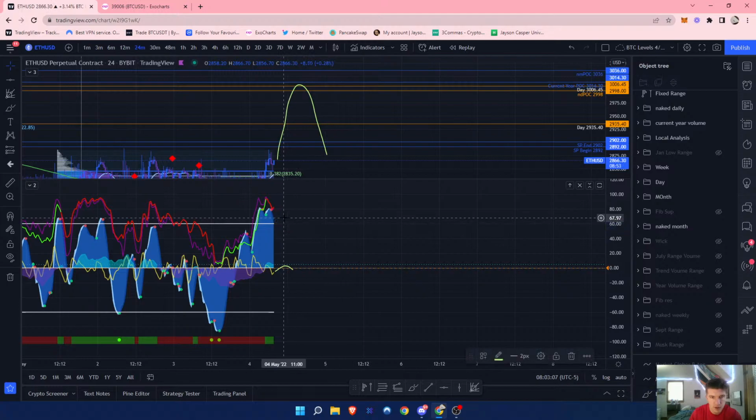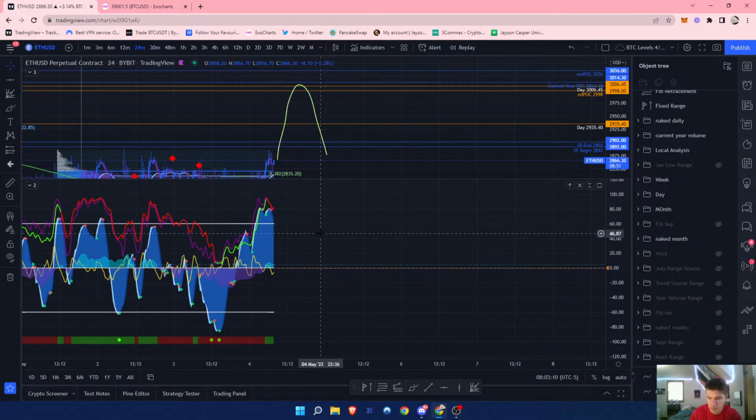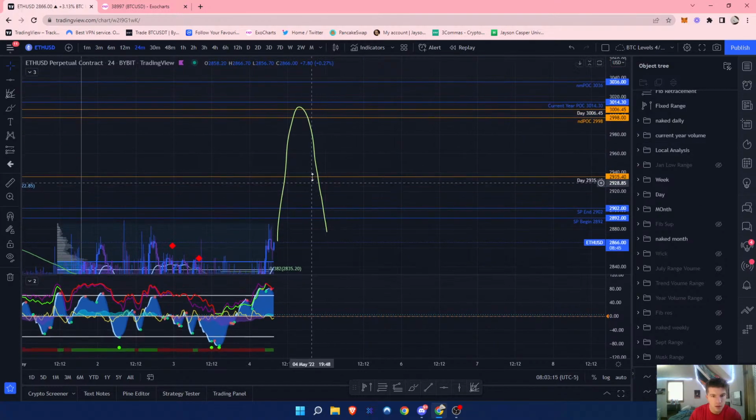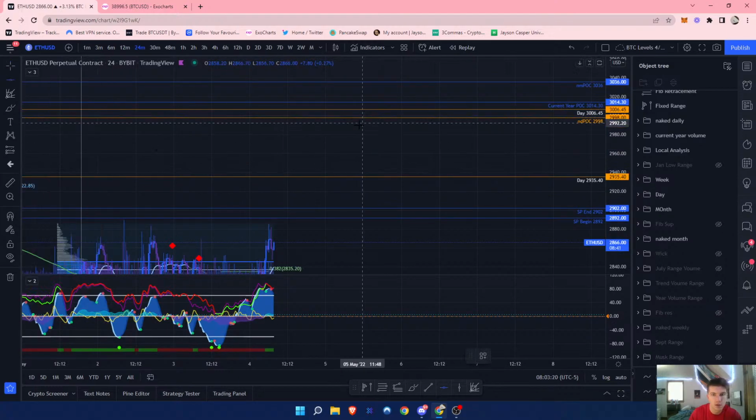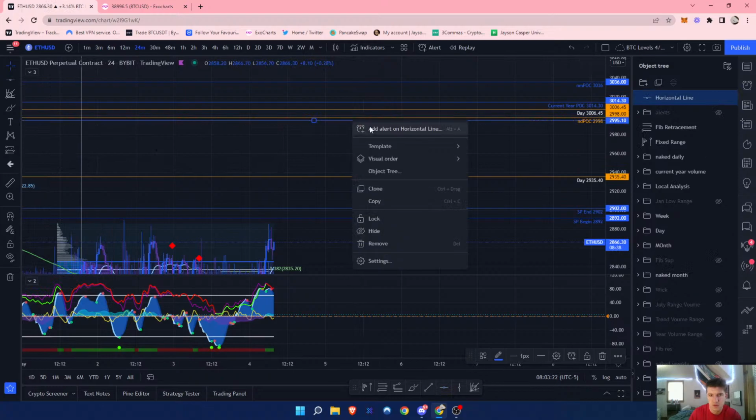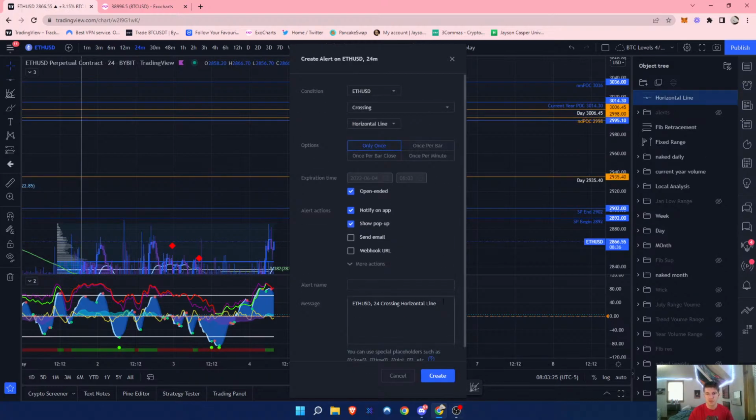Still a long ways away. I don't really expect this to play out today. Still like a 5% move to go. But never hurts to be ready for it. So really I'd look for a short just below this naked daily point of control, and have a tight stop loss above this, or even above the naked monthly point of control, because that is another zone of resistance.